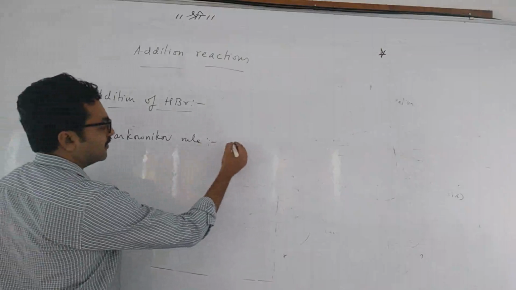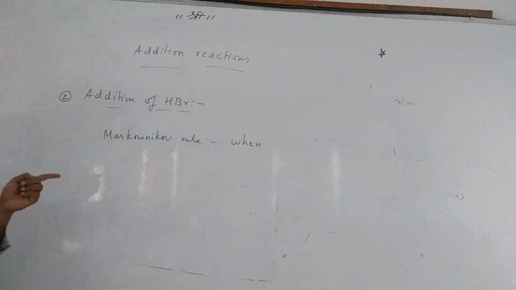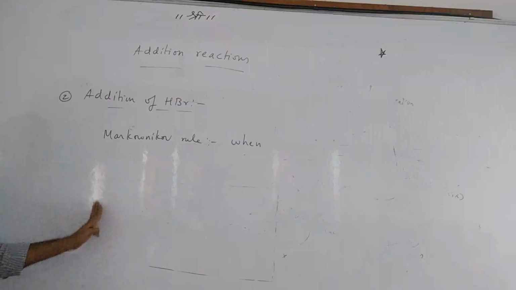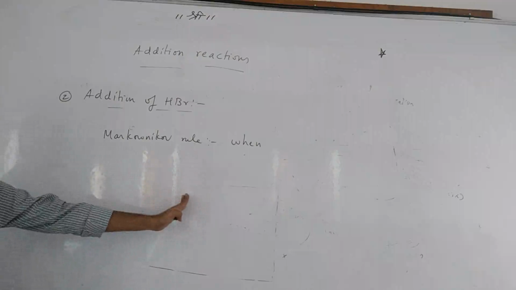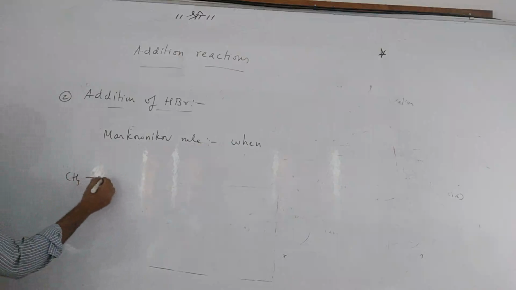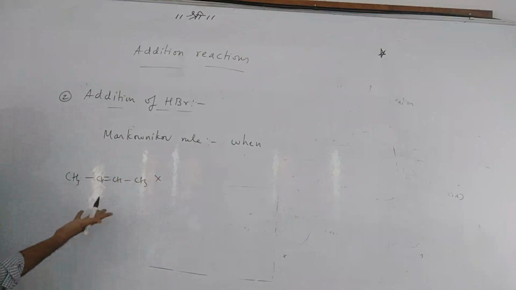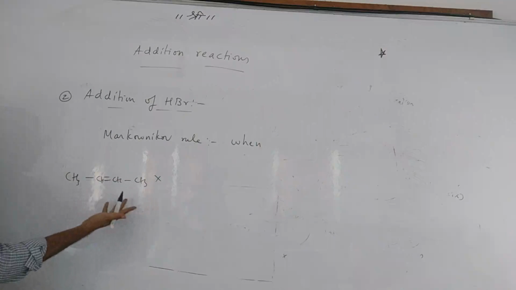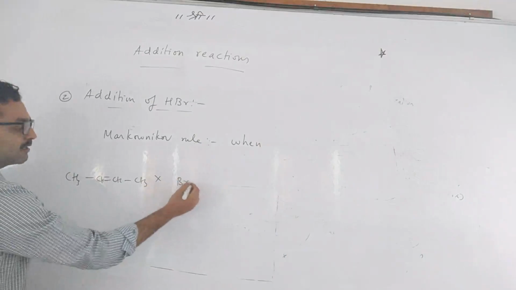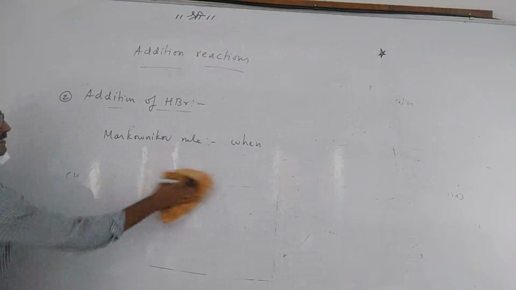Markovnikov rule states that when an unsymmetrical alkene... it is applicable when both are unsymmetrical. If the alkene is symmetrical, you can't say Markovnikov rule. And if the reagent is symmetrical, then also you can't say. Suppose an alkene is like this, a symmetrical alkene, Markovnikov rule won't be there. Both sides have the same hydrogen, and the reagent is Br2. This is also not Markovnikov rule. So both should be unsymmetrical.